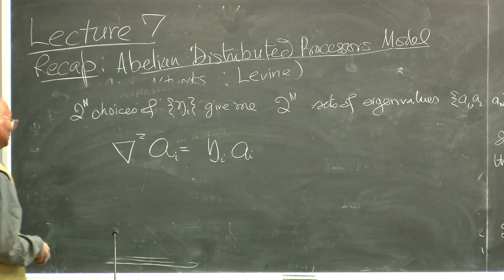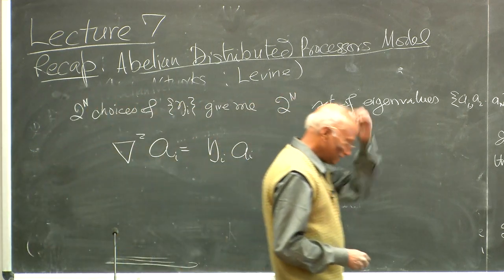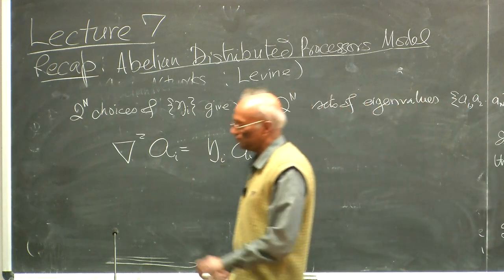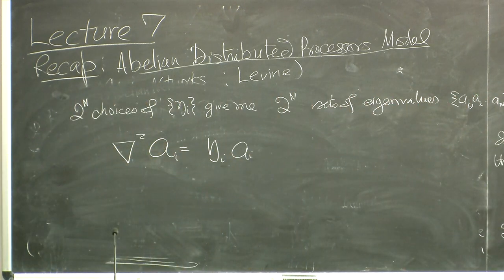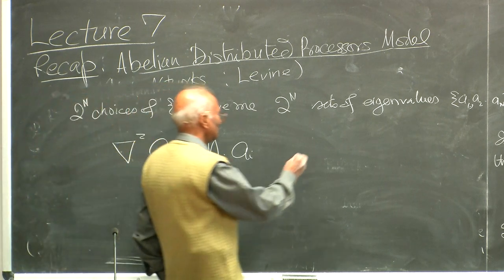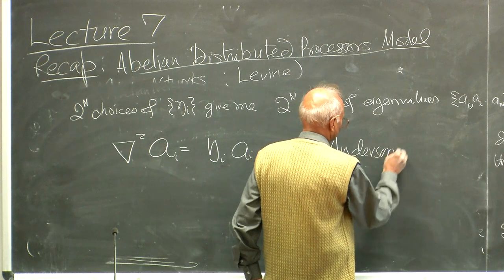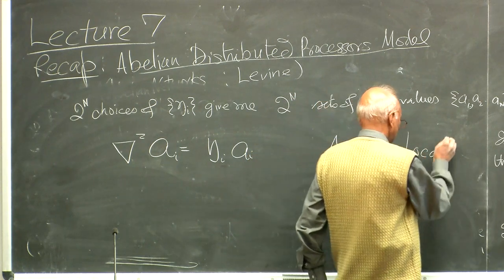So this looks like the eigenvalue equation for a Schrodinger operator in a random potential. Because this is del squared and this is V, and V is the potential, it takes values plus minus 1, and the corresponding energy is 0. So this is the Anderson model, the Anderson localization problem.